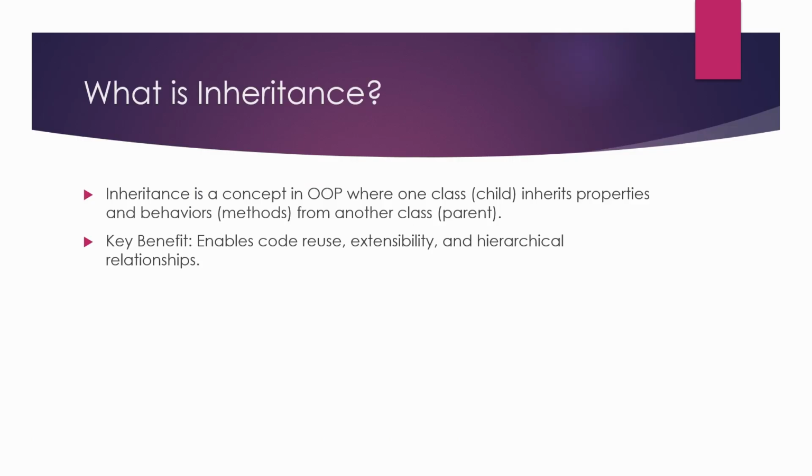Inheritance is one of the core concepts in OOP. It allows a class to inherit properties and behaviors from another class. The class that inherits is called the child class, while the class from which it inherits is called the parent class. This mechanism enables code reuse and promotes a hierarchical relationship between classes.